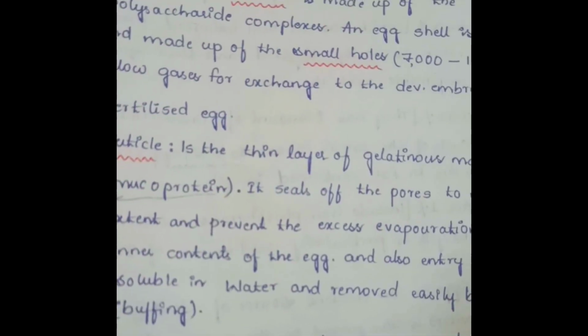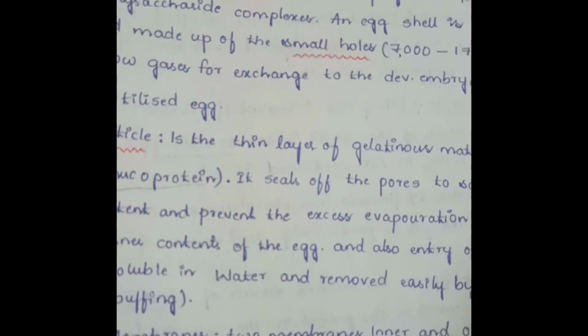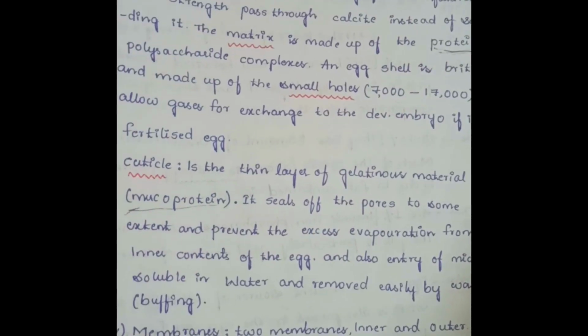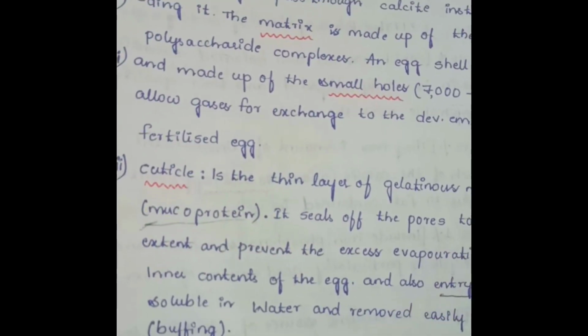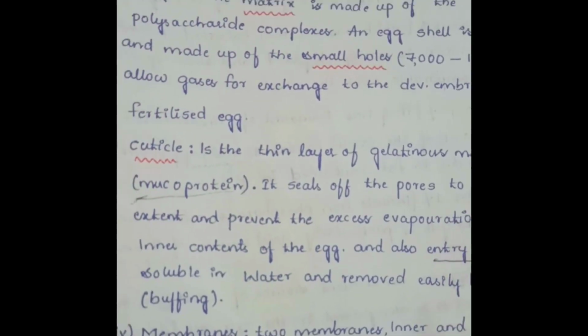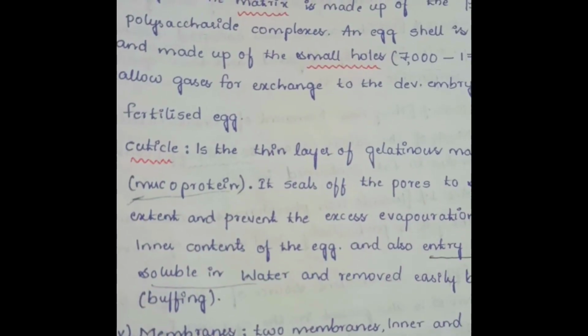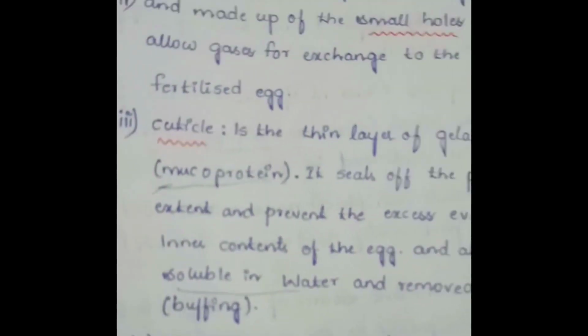It's a mucoprotein which protects the inner substance by preventing excess evaporation, and also the entry of any microbes into the egg through the holes. And it's also soluble in water. The cuticle is soluble in water and can be easily removed by washing.